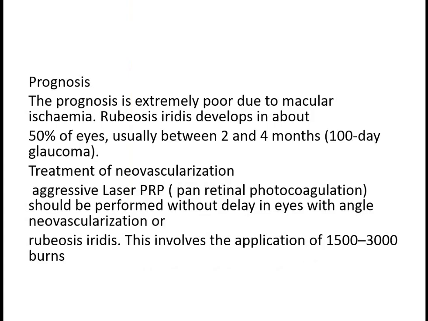The prognosis is extremely poor due to macular ischemia, and if the ischemia continues, as we said with diabetic retinopathy, it turns into new vascularization, and it may reach the iris, causing rubeosis iridis in about 50% of the cases. And this is usually within 2 to 4 months, and will cause 100-day glaucoma.